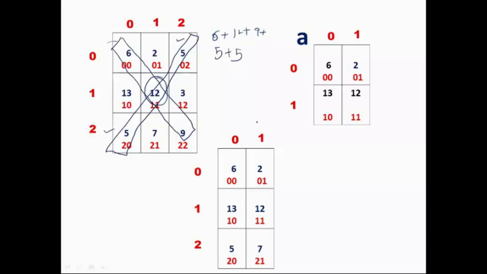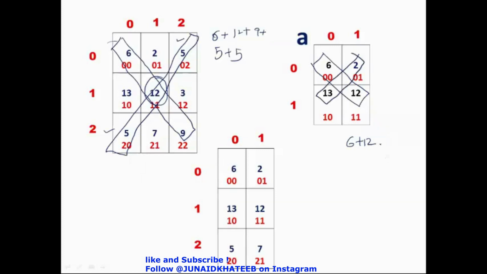Now look at the second matrix. This is a matrix of order 2 by 2. So my first diagonal is this, so it is 6 plus 12. And this is my other diagonal, so my next two values are 2 and 13. So this is the expected answer. So in this matrix, if I talk of both the diagonals, there's a common value which should be added only once.